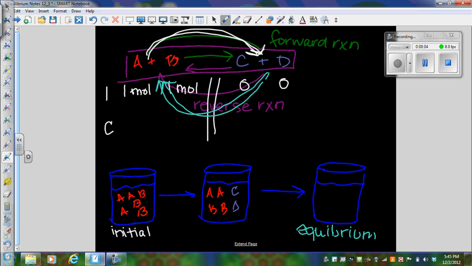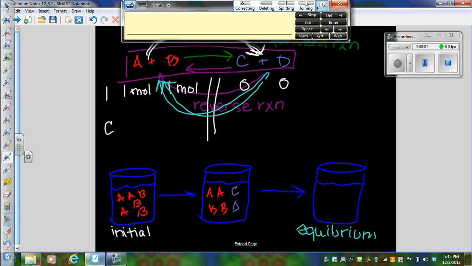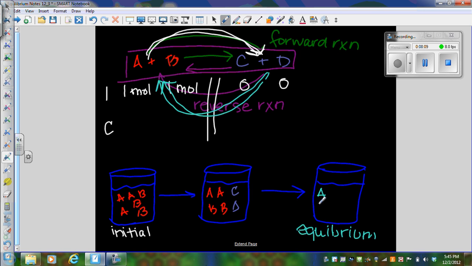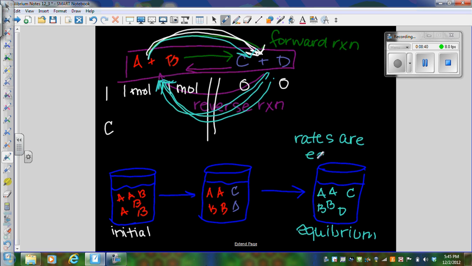You're going to have some amount of A and B and some amount of C and D. They do not necessarily have to be equal to each other. We'll talk about that in a minute. But what is true is that the rate of the forward reaction is equal to the rate of the reverse reaction. And so when your rates are equal, you are in a state of equilibrium.